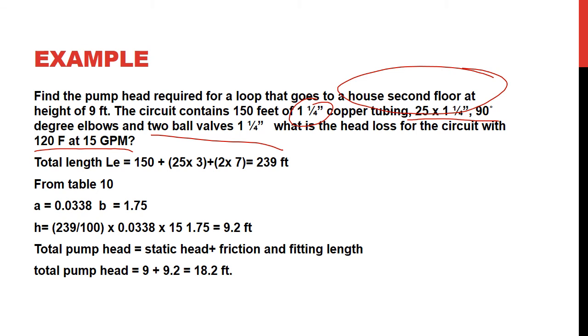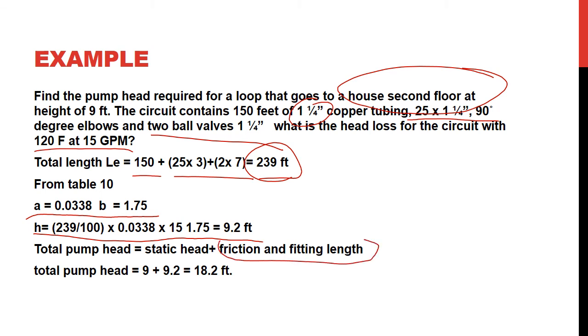What is my static? That's the height. So the first thing, I will convert the tube length and the elbows into length. We did that. We know how we got those two things, just like previously. And from table 10, we went and got the A and B. We plugged it into the equation, and we got 9.2 feet. That is this part, friction and fitting length.